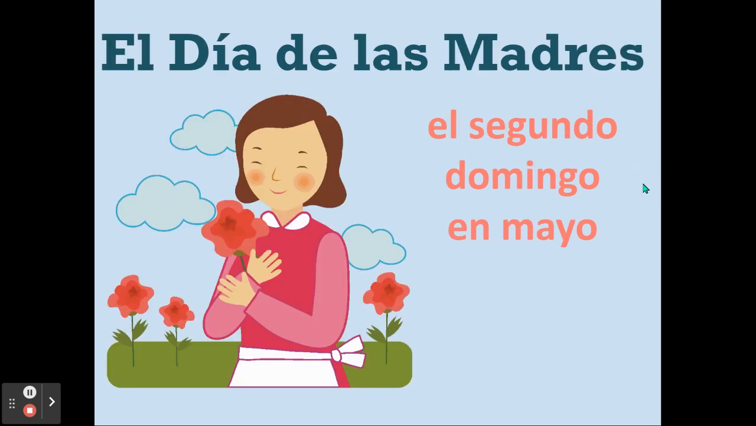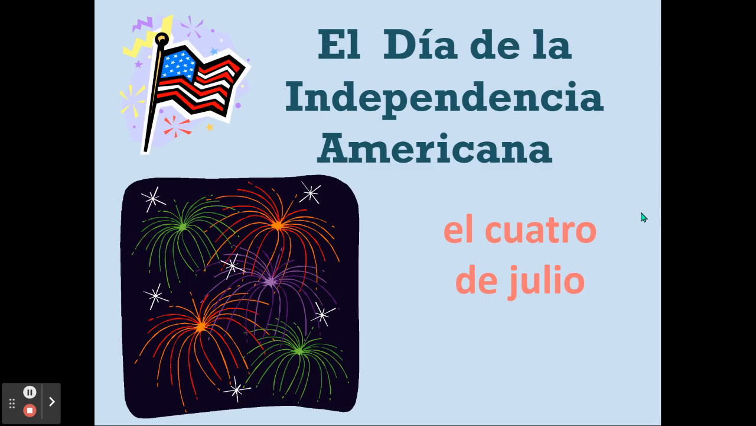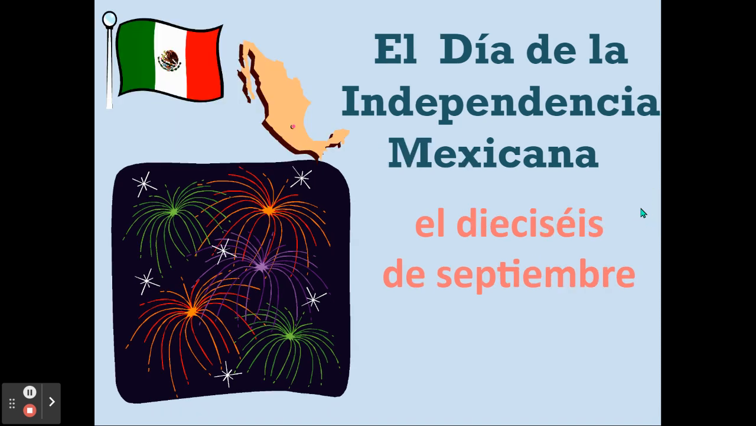El Día de las Madres es el segundo domingo en mayo. It's always the second Sunday in May. The date changes every year. El Día de los Padres es el tercer domingo en junio. It's always the third Sunday in June. El Día de la Independencia Americana es el 4 de julio. The date stays the same, but the day of the week would change. El Día de la Independencia Mexicana es el 16 de septiembre.